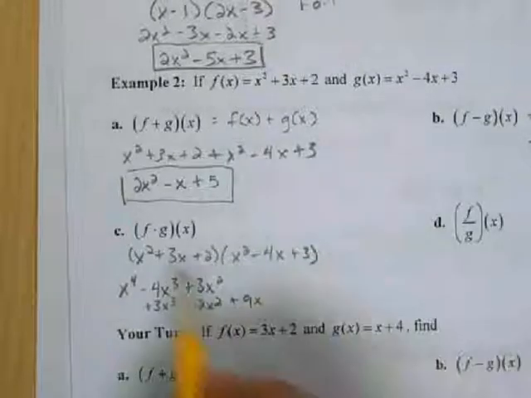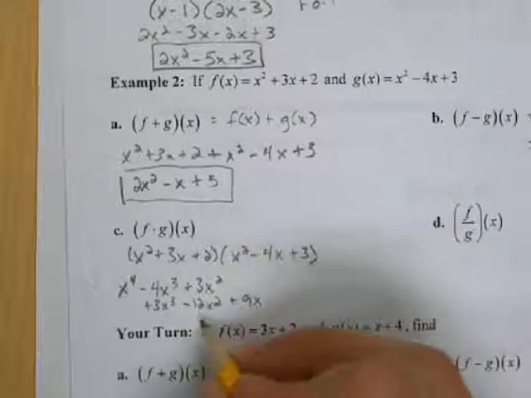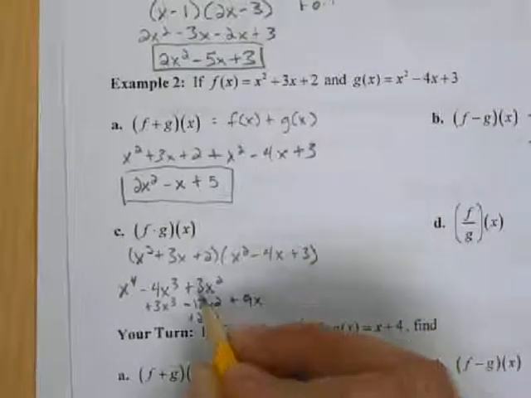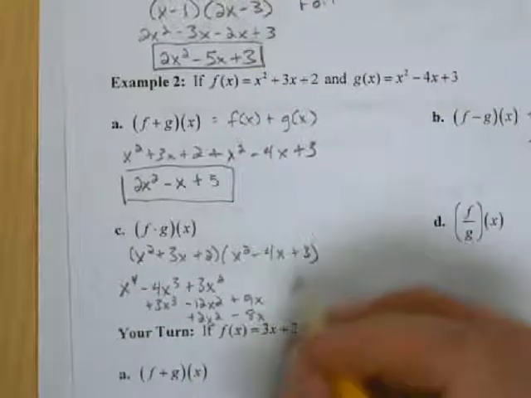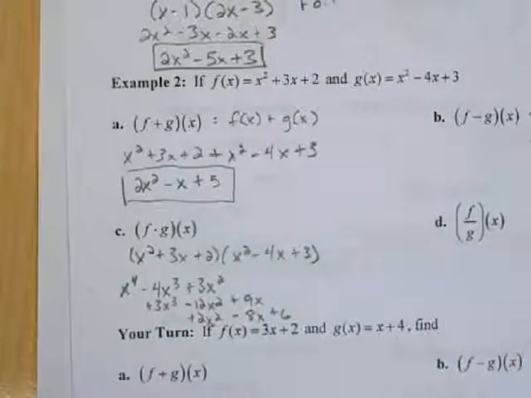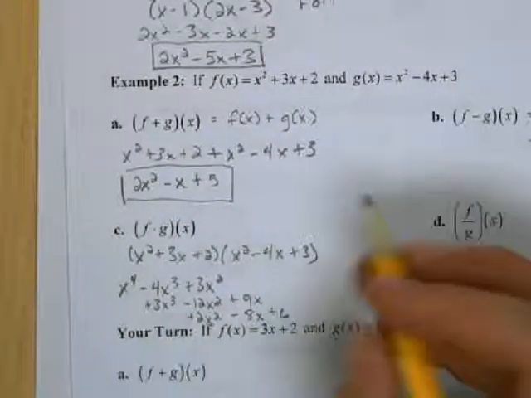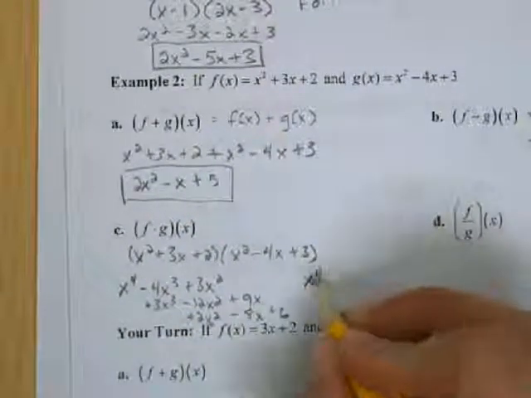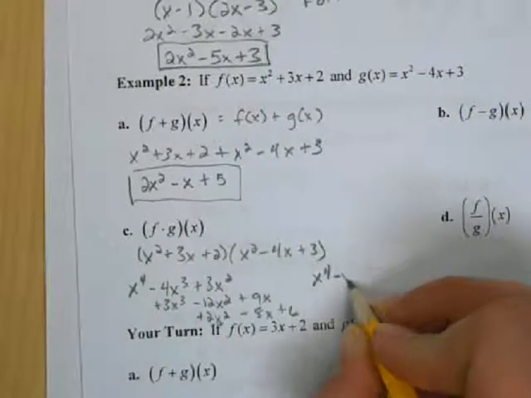Do that for the very last term, so I've got to multiply 2 by each one of those. So 2 times x squared is positive 2x squared. 2 times negative 4x is negative 8x. And 2 times 3 is positive 6. From there, now we can line up vertically and combine our like terms. I've got 1x to the 4th. I've got negative 4x cubed plus 3x cubed is negative x cubed.